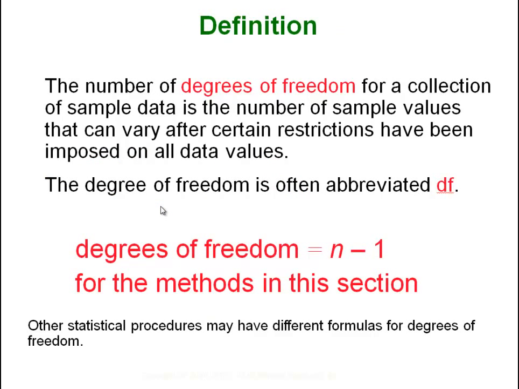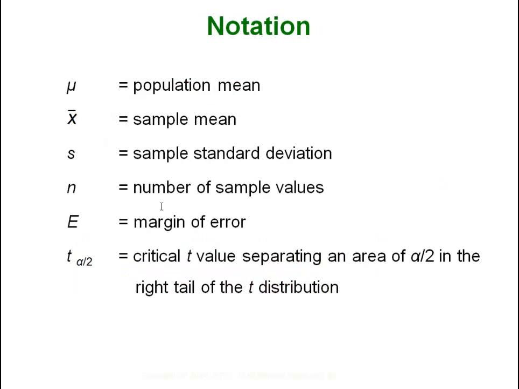Degrees of freedom, it's just the number of sample values that are allowed to vary after you place certain restrictions on your data values. It's normally abbreviated by df for degrees of freedom. And for this method, we're going to let n-1 be the degrees of freedom. Now, other statistical procedures that we'll look at later, two-sample t-test, chi-squares, things like that, have slightly different degrees of freedom formulas. So just know that it's not always n-1, but n-1 is pretty standard and popular for a lot of degrees of freedom measurements.